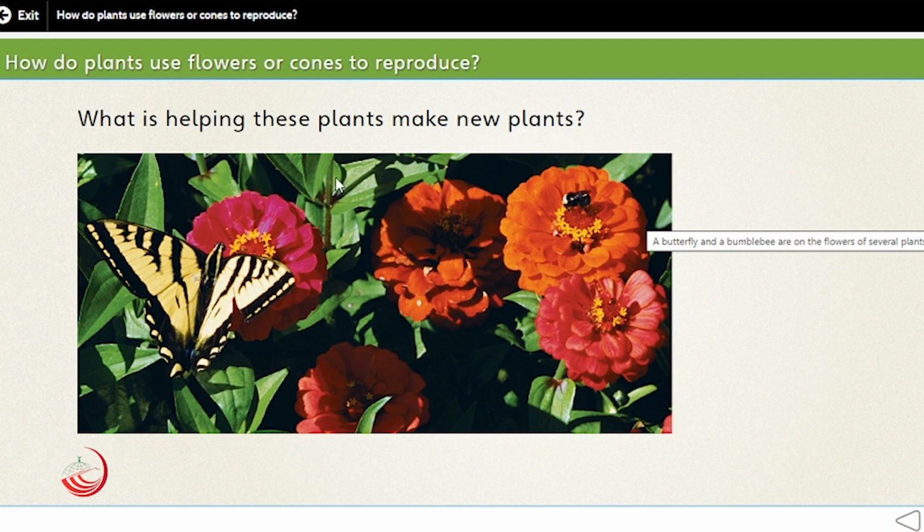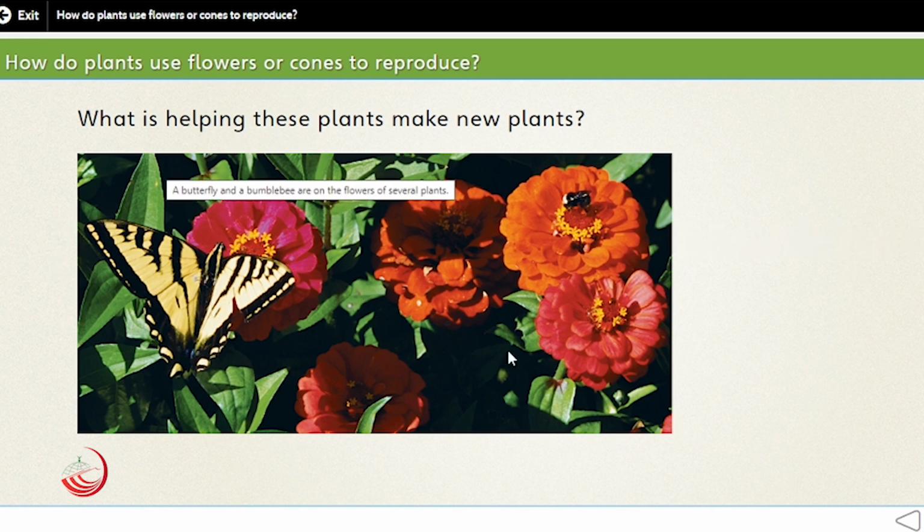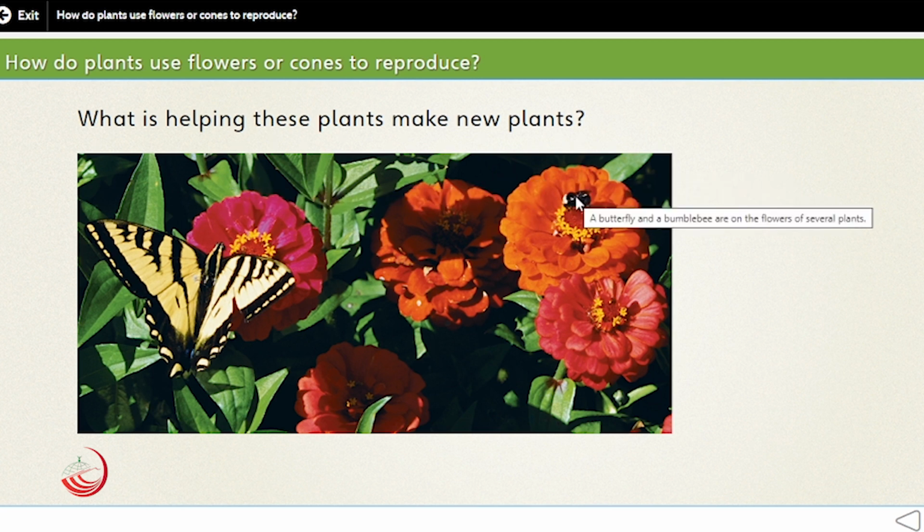What do you think? Leaves help the flower make the seeds, or stems, or air, or those animals and insects are the ones that help the plant make seeds? What do you think? Yes, I know that you will tell me it's those insects, the butterfly and the bumblebee. The bumblebee are on the flowers of several plants.